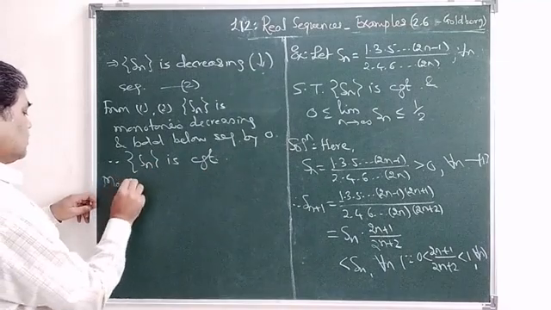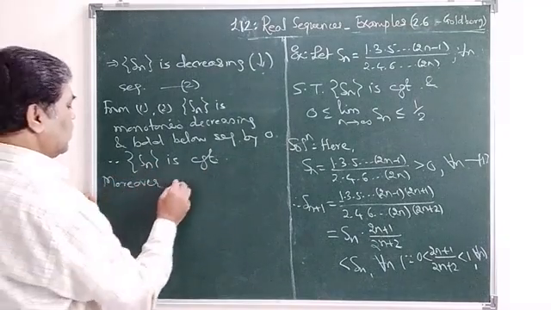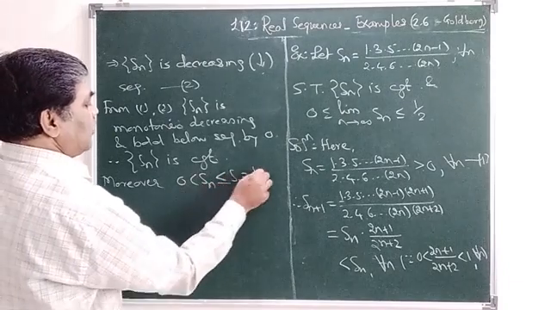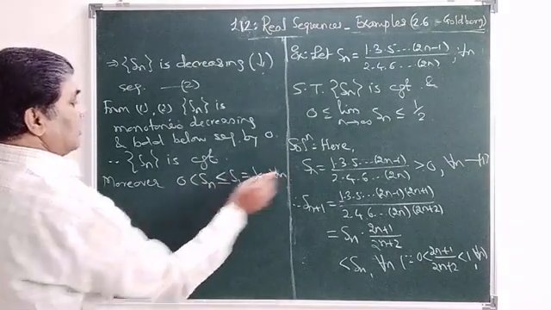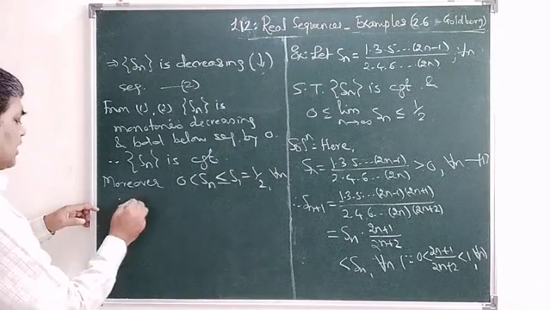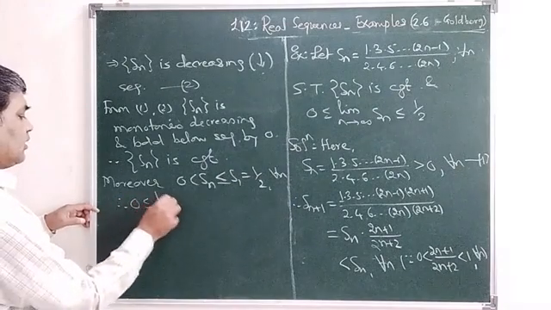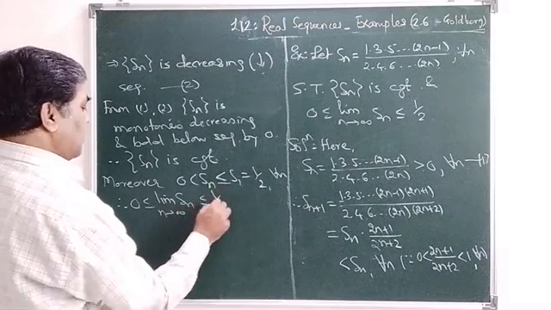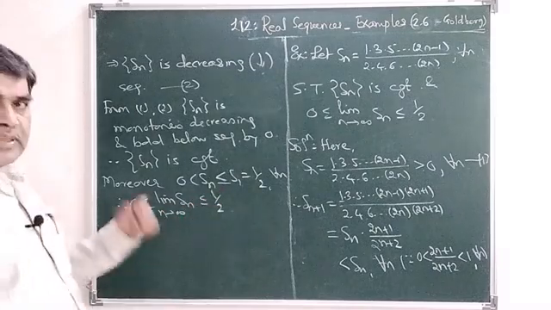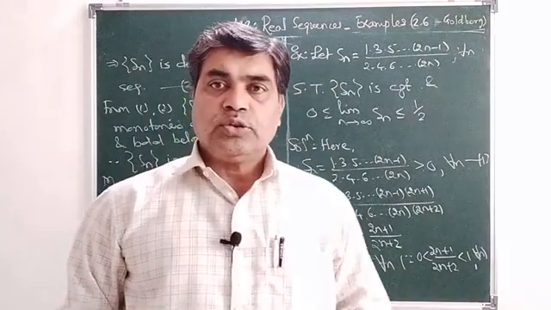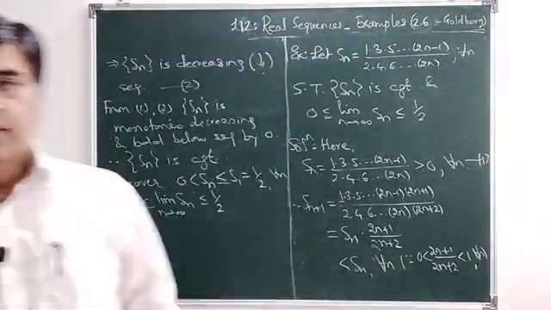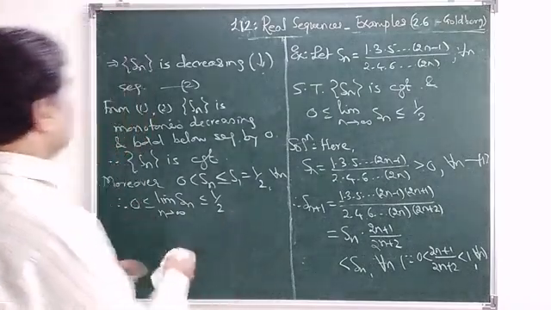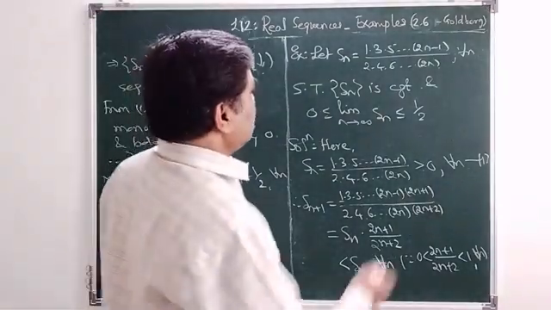Moreover, you can observe 0 is less than Sn, which is less than or equal to S1, equal to half, for all n. And therefore the limit of the sequence must lie between, therefore 0 is less than or equal to the limit of Sn as n tends to infinity, which must be less than or equal to half. So the limit of this sequence lies between 0 and half. In fact, it is 0. Is it clear? Now we'll take the next example.